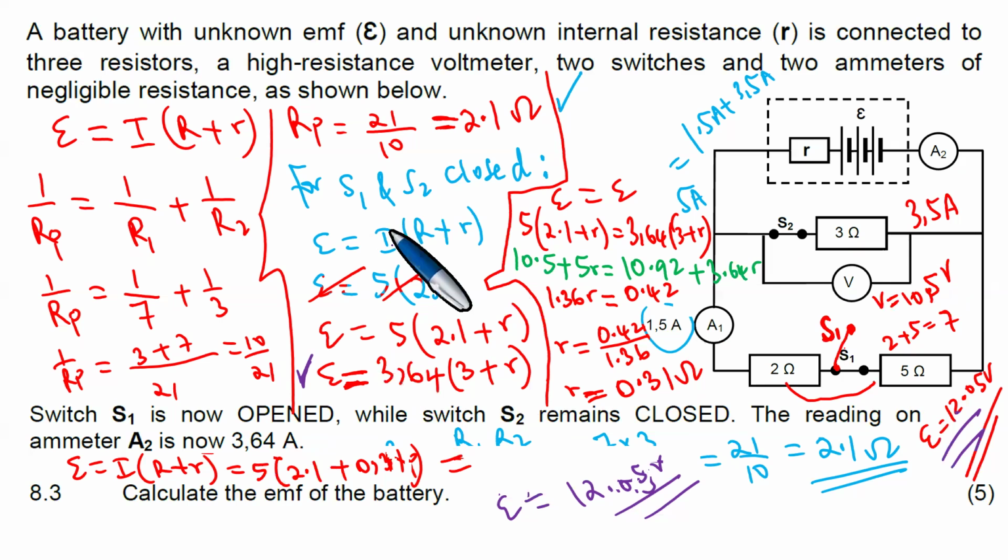So now if we use the formula, EMF equals I(R plus r), we'll then say, what is the reading on the ammeter A2? A2 is connected to the battery, so it reads like the total current. And the total current is what? It is 3.64.